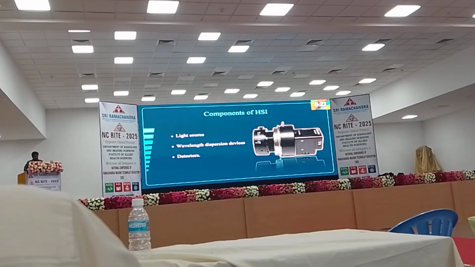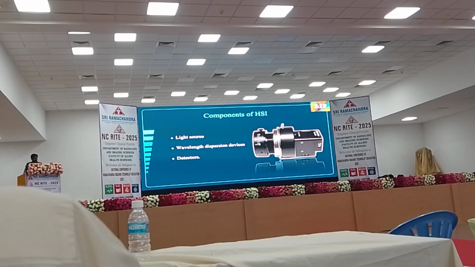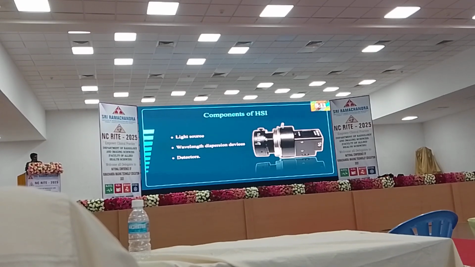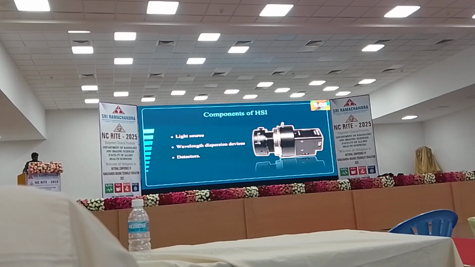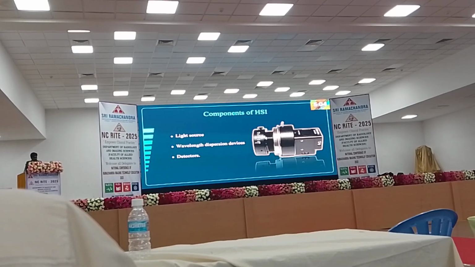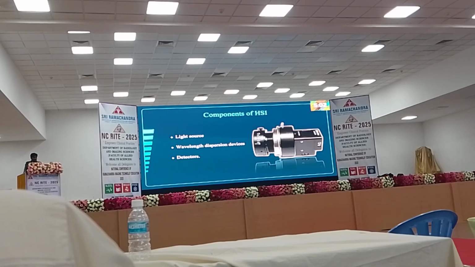So moving on to the components. This is a hyperspectral camera. Since it is still developing, the hyperspectral camera is the same, but when it moves on to a different modality like CT, MRI and neurosurgery, the camera remains the same, but the prototypes may change. The components are the same throughout: first, the light source, wavelength dispersion device, and detectors.